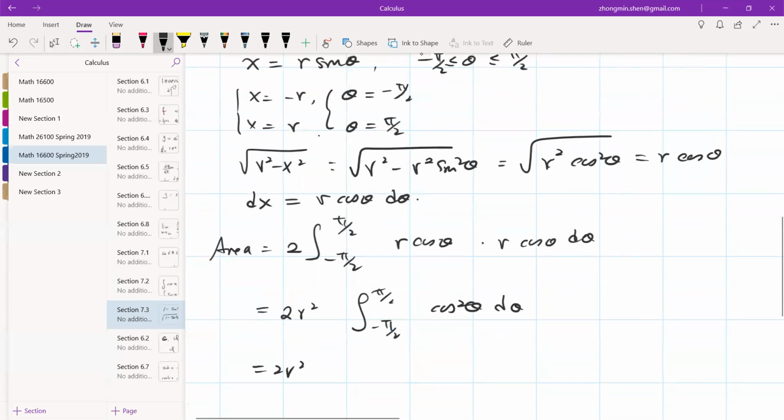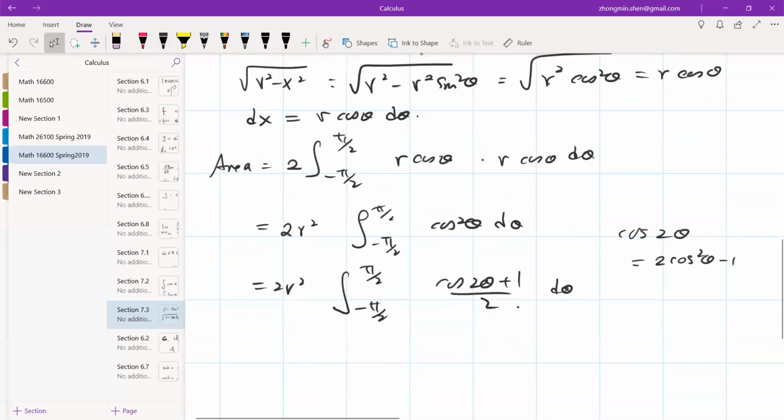How can I evaluate cosine squared theta? That's from last class, right? You cannot do that unless you modify it. I always forget this: cosine 2 theta is 2 cosine squared theta minus 1. So in order to get the cosine squared, that's cosine 2 theta plus 1, divided by 2.